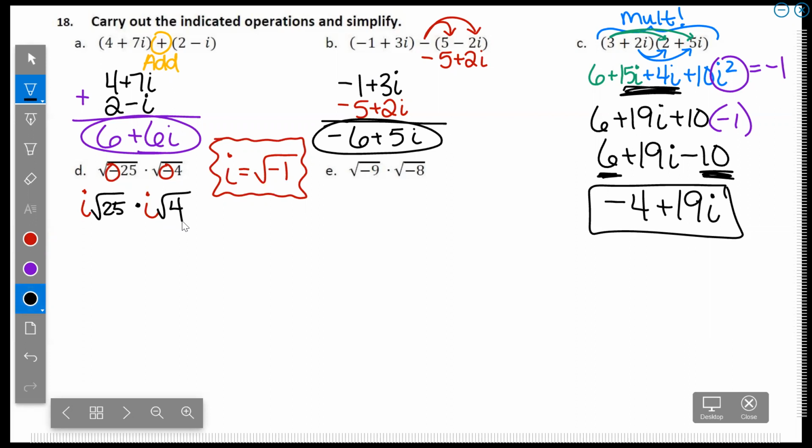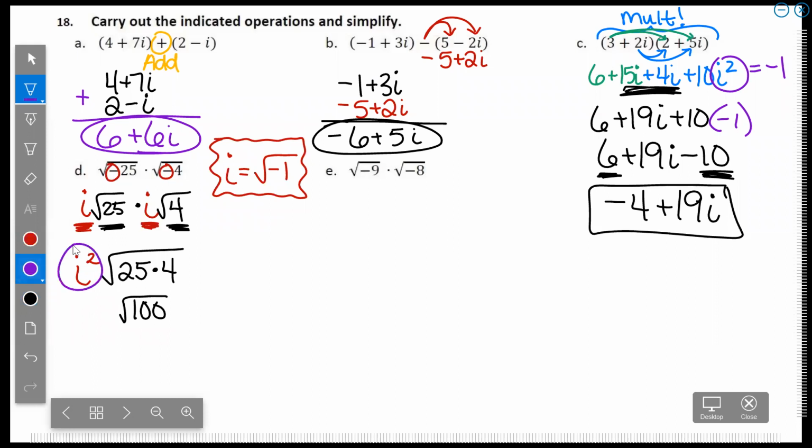Now I'm going to multiply these together. I multiply i and i, since those are both outside of the radical, I get i squared. Square root of 25 and square root of 4 becomes, underneath the square root, 25 times 4. What is 25 times 4? 100. So underneath my square root, I have 100.